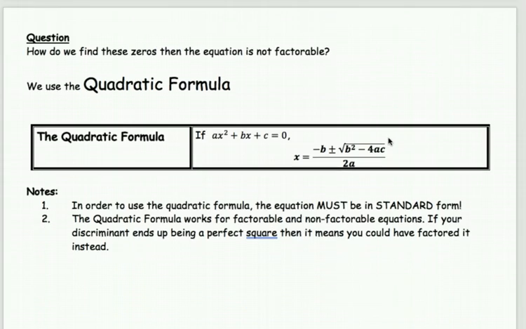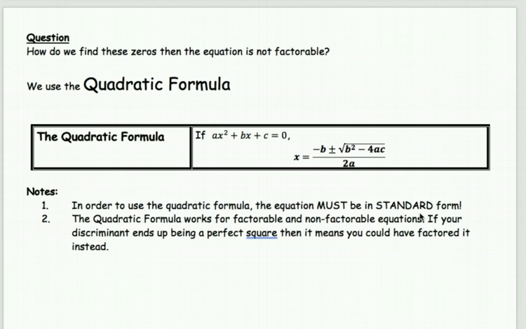It's not working here. So we would normally write "cannot be factored," but we don't do that anymore. We will use the quadratic formula to find the answers today. When the quadratic relation is in standard form, then we can use the quadratic formula, and this is the formula that you're going to use, and I'll explain what the letters are in a sec.